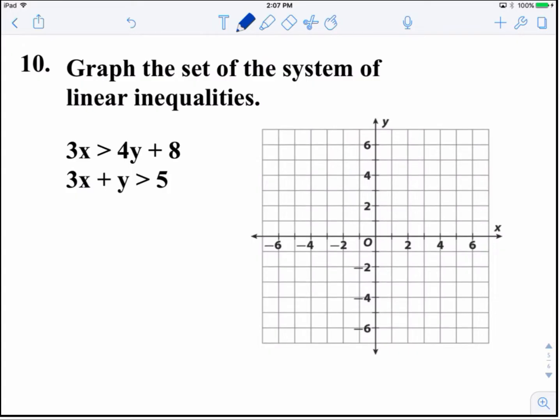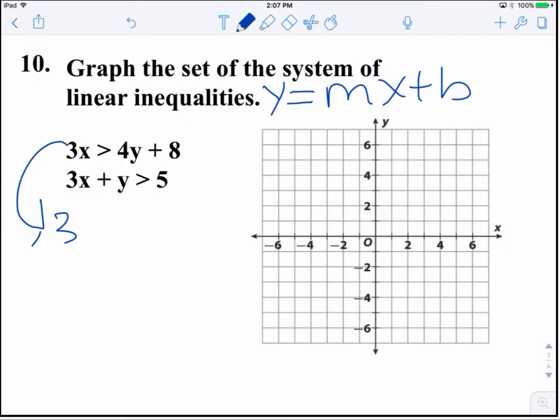Okay, and for number 10, graph the system of linear inequalities. So then we normally graph by using the form y equals mx plus b, right? So let's use this to solve for y in terms of mx plus b. So we have 3x minus 8 greater than 4y.